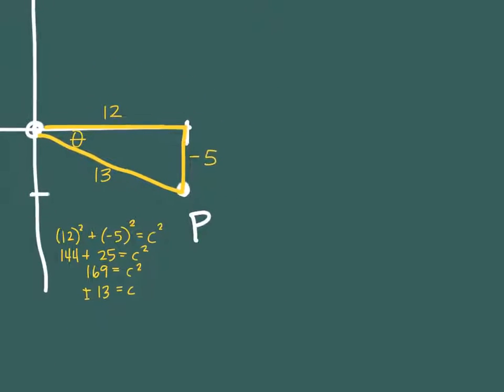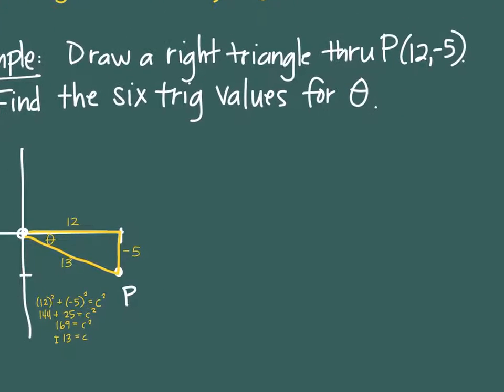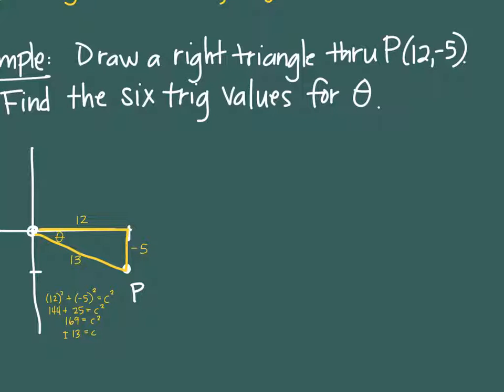So then you're going to do those 6 trig values. So I've got that drawn, and so I'll do sine theta followed by cosecant theta. So I'll do those two first. Sine of theta is opposite over hypotenuse. The opposite from theta is what number right now? Say it again. -5. Yeah, the opposite is -5 over the hypotenuse, which is 13.